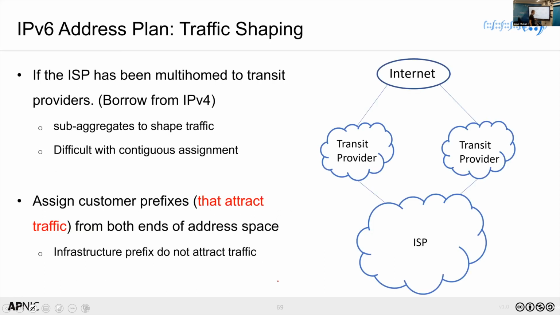So I keep talking about this regional aggregation, and there's a reason for it. If we need to do any sort of traffic shaping or multi-homing, if you've only got a /48 and the most specific block I can announce on the internet is a /48, how do I multi-home?